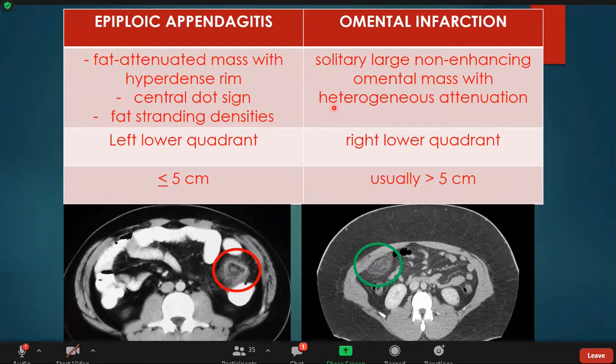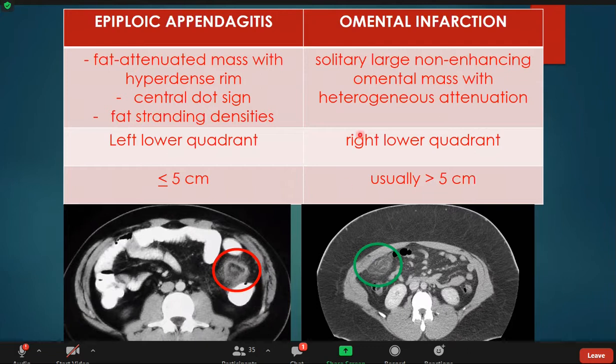But according to a study, the usual findings for epiploic appendagitis would be a fat attenuated mass with hyperdense rim, central dot sign, and fat stranding densities. While omental infarction is a solitary large, non-enhancing omental mass with heterogeneous attenuation. Although omental infarction may resemble the appearance of acute epiploic appendagitis, it lacks the hyperattenuating ring.